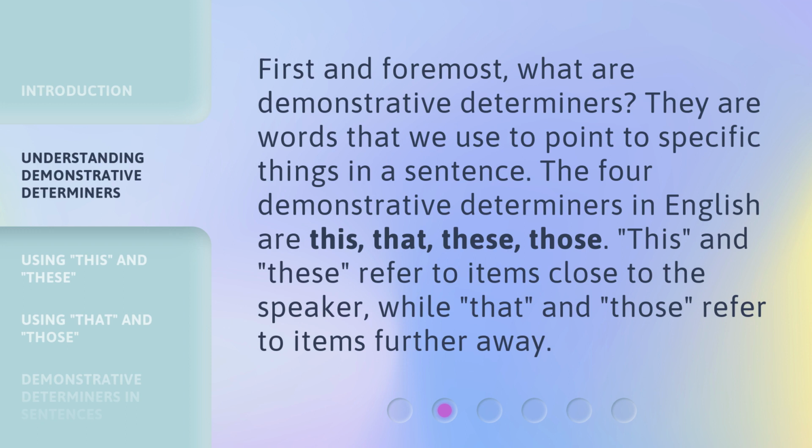First and foremost, what are demonstrative determiners? They are words that we use to point to specific things in a sentence. The four demonstrative determiners in English are this, that, these, those. This and these refer to items close to the speaker, while that and those refer to items further away.